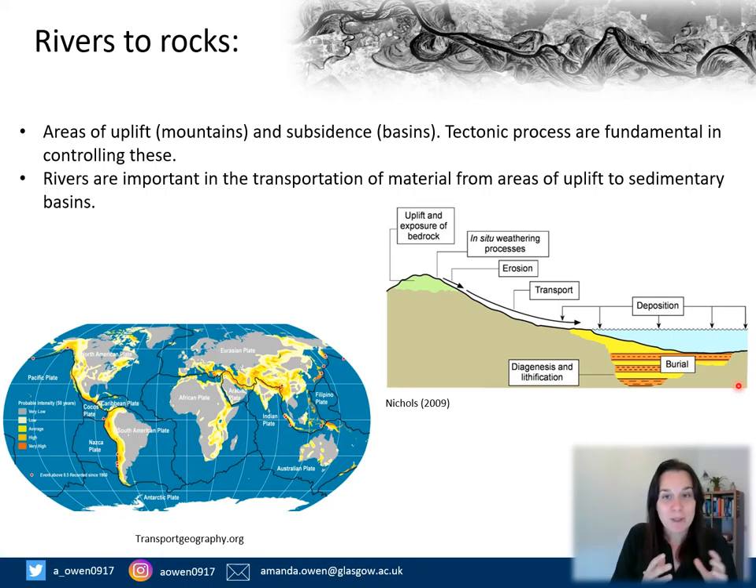Now we have areas of uplift, which we're going to call mountains, and we have areas of subsidence, which I'm going to call basins. And our tectonic processes are fundamental in controlling where we have these different areas. So for example, we have the Indian plate colliding with the Eurasian plate. We have thrust tectonics with rocks being thrust on top of each other, and this forms our nice mountainous areas.